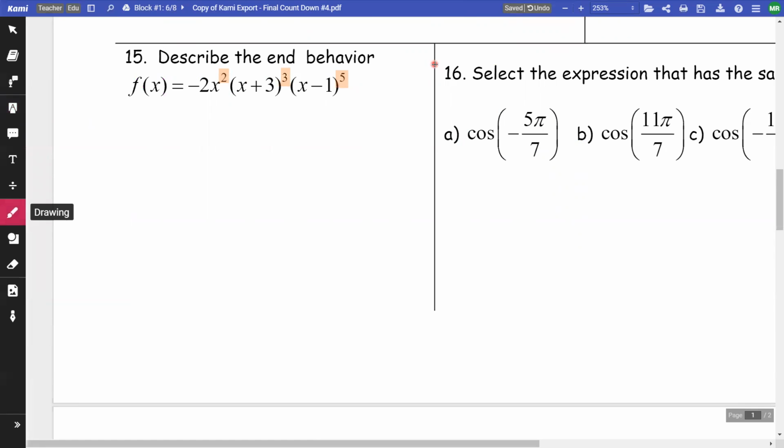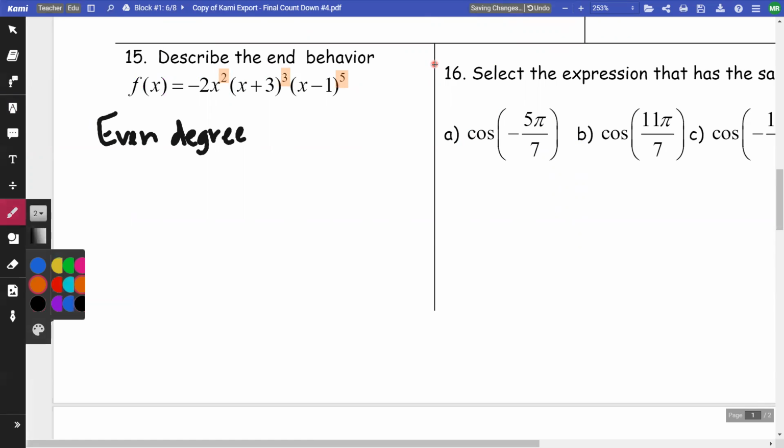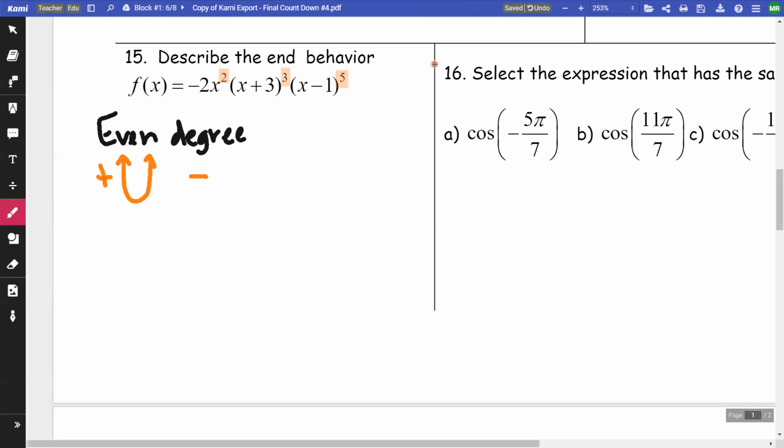Now, if you have an even degree, if it is positive, I'll do positive and I'll do negative. An even positive is going to be like a parabola. I think about a parabola, so it's going to be up, up. And a negative even is going to be like an upside down parabola, so that means it's going to be down, down.